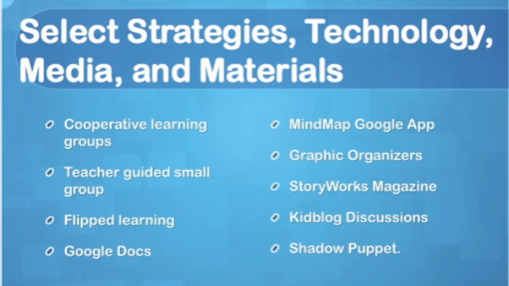The third step in the ASSURE model is to select strategies, technology, media, and materials to be used within the lesson. Choosing effective strategies and materials will allow you to create the most effective lessons and get the most engagement from your students. Within my unit, I plan to use the following strategies, technology, media, and materials: cooperative learning groups, teacher-guided small groups, flipped learning, Google Docs, mind map, graphic organizers, Storyworks magazine, kid blog discussions, and Shadow Puppet.